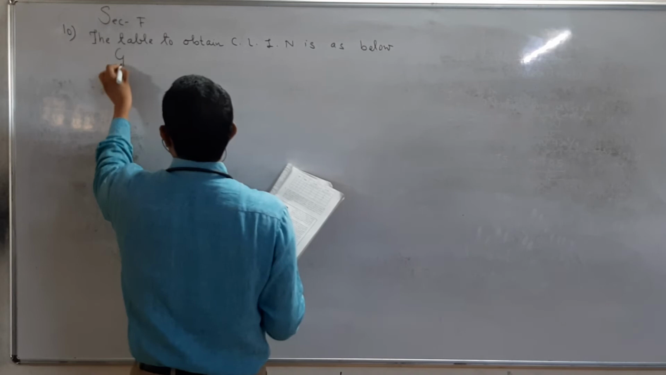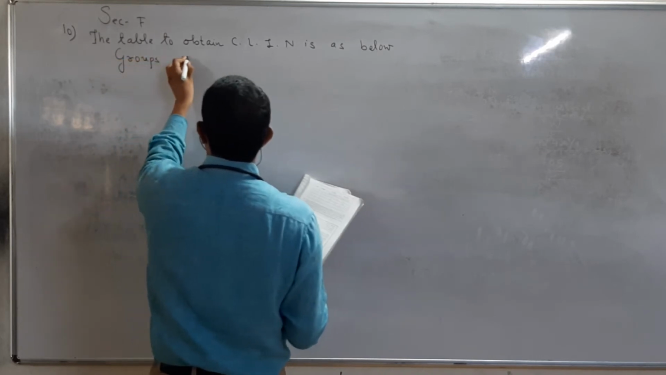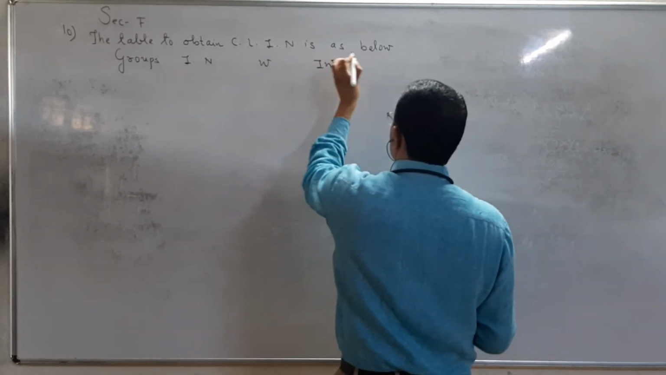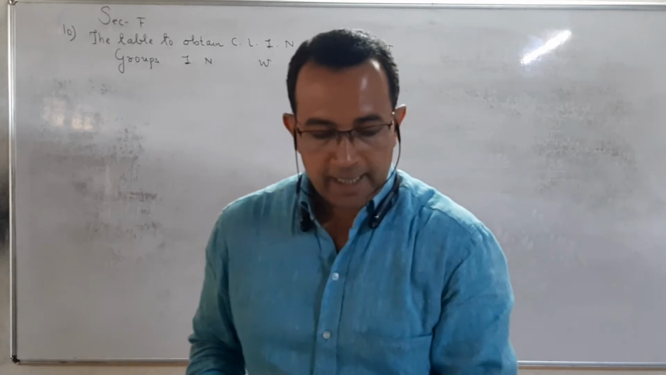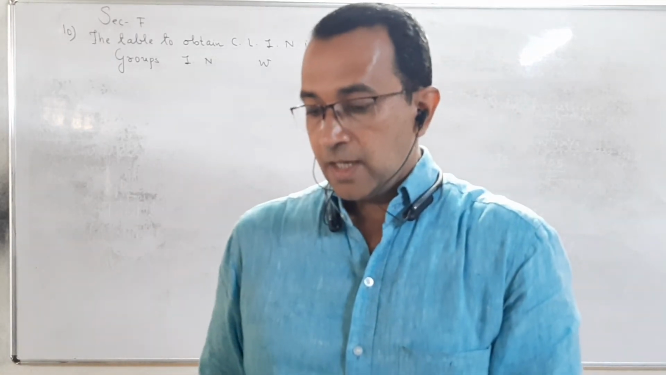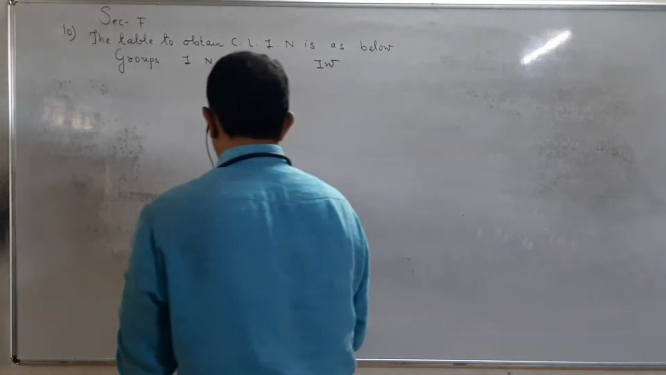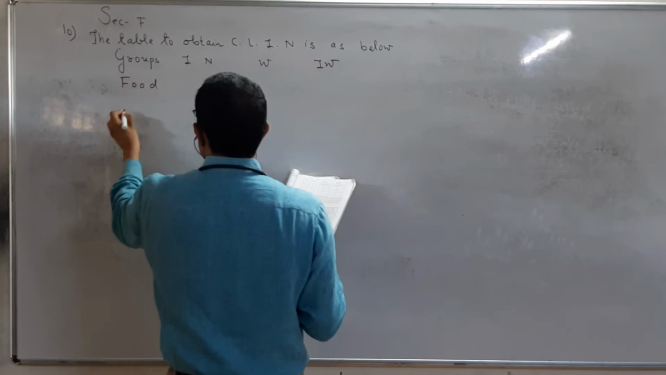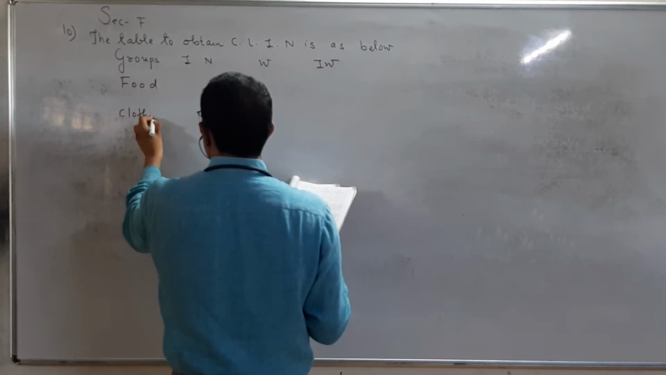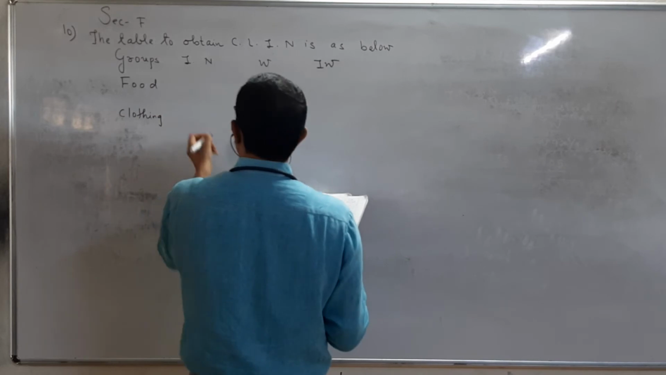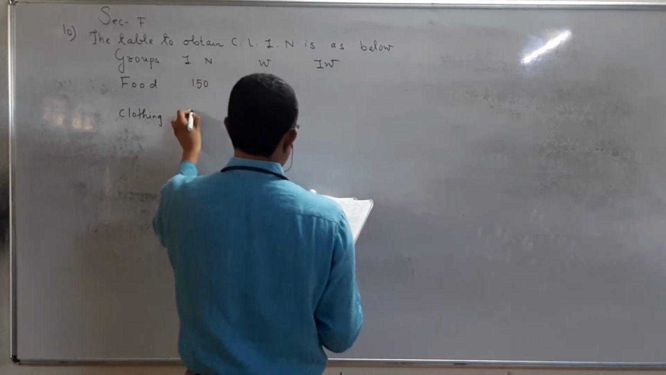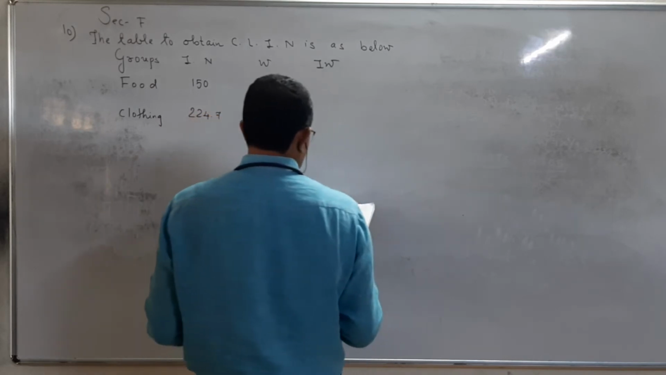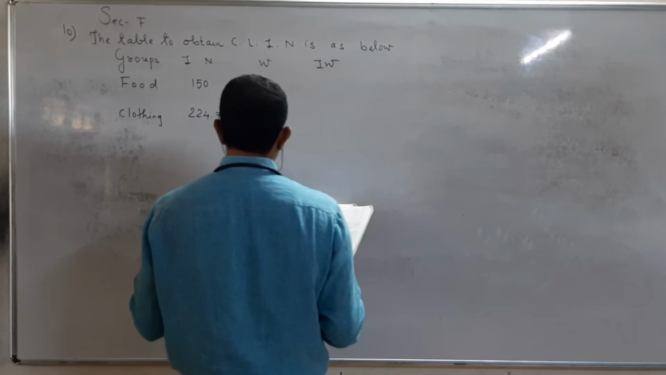First column I should write of the given groups, then index number, then weight, and students the last column would be IW. Index number for food and clothing among the groups of cost of living are. So first group is food, next group is clothing, and their index numbers are 150 and 224.7. The price of fuel has increased by 220%.